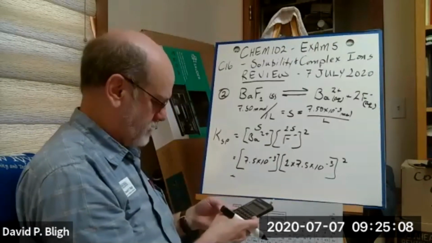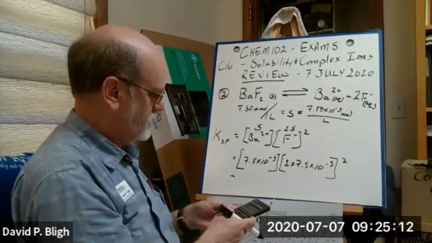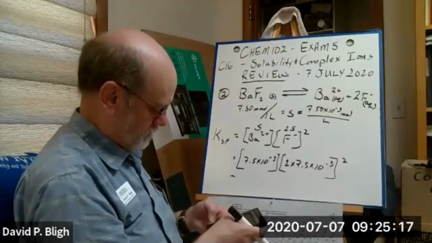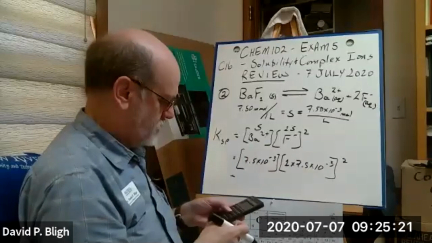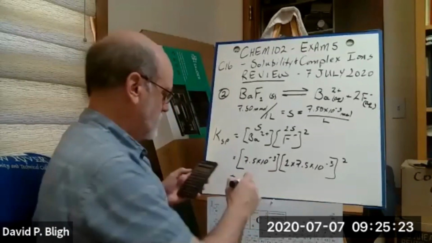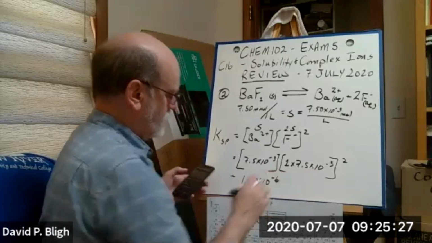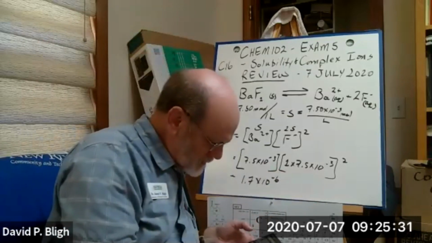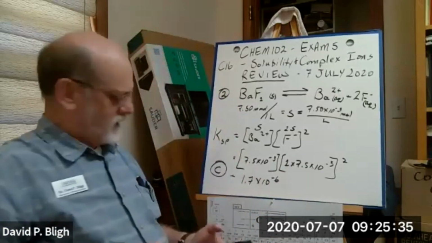I have to do it again. 7.5 exponent 3. Okay, now 2 times that one and square it. Okay, and then times this one. That's better. So that is C. Okay.